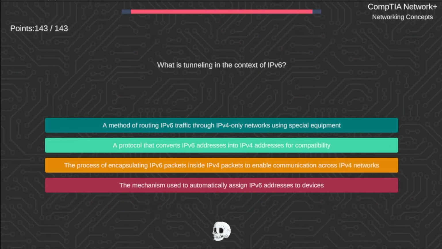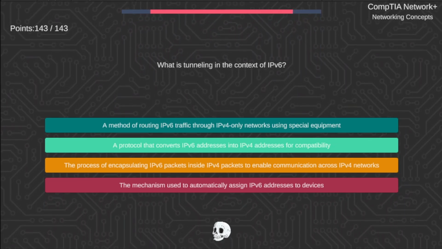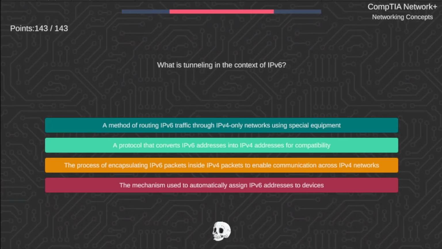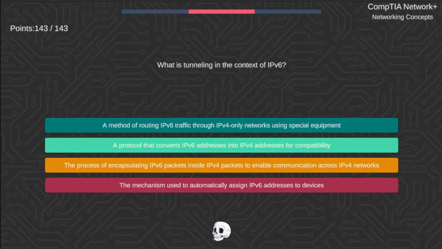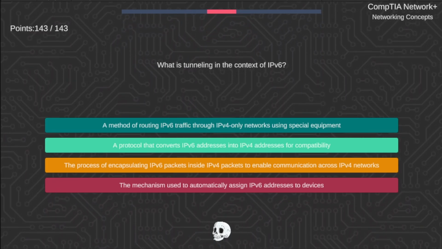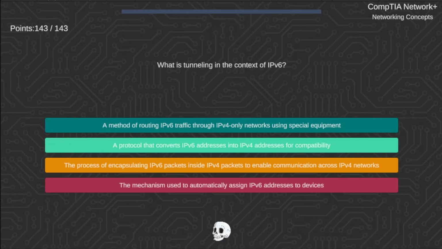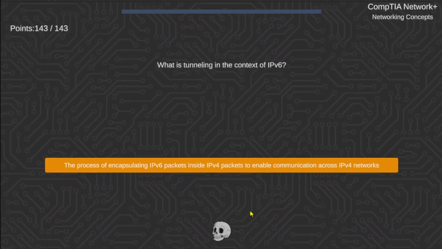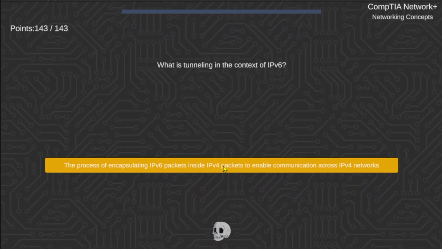What is tunneling in the context of IPv6? A method of routing IPv6 traffic through IPv4 only networks using special equipment. A protocol that converts IPv6 addresses into IPv4 addresses for compatibility. The process of encapsulating IPv6 packets inside IPv4 packets to enable communication across IPv4 networks, or the mechanism used to automatically assign IPv6 addresses to devices. Correct answer is the process of encapsulating IPv6 packets inside IPv4 packets to enable communication across IPv4 networks.